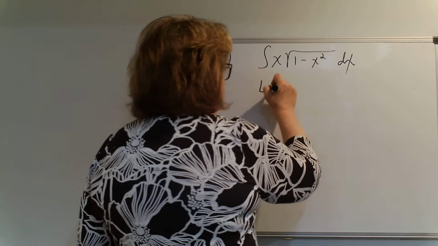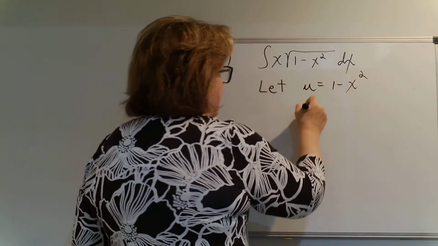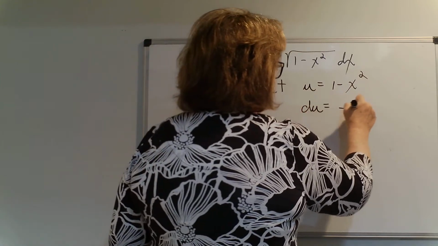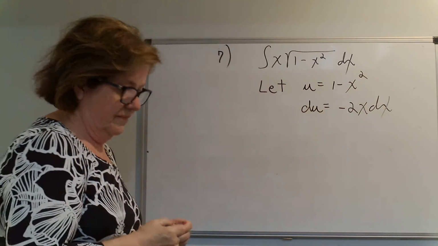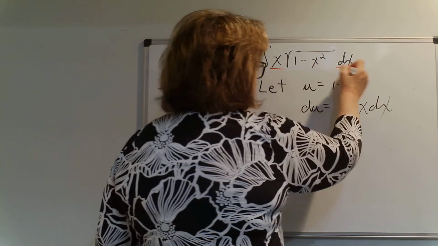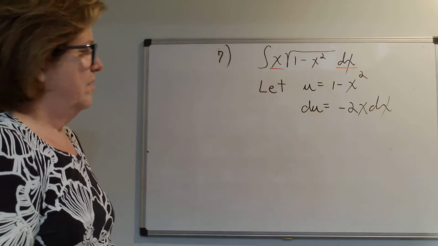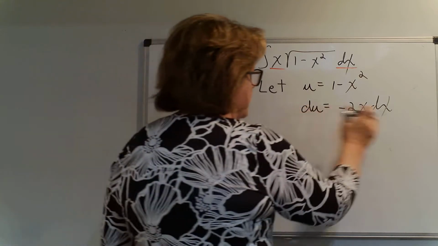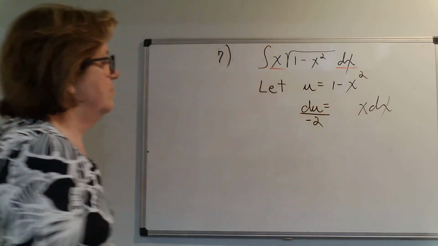So let's take a stab at it and say let u be 1 minus x squared. Then du would be equal to negative 2x dx, right? Well, here we have the x dx. But what are we going to do with the negative 2? Well, I could divide both sides here by negative 2. It would cancel out there. I could write it this way.